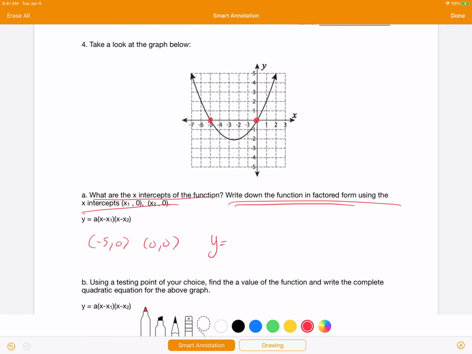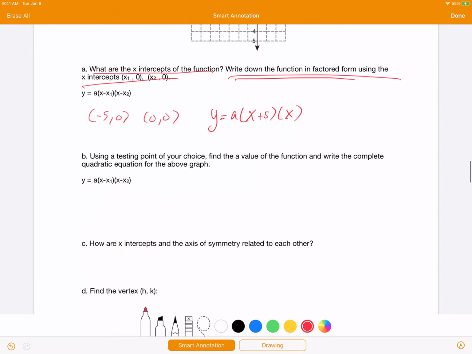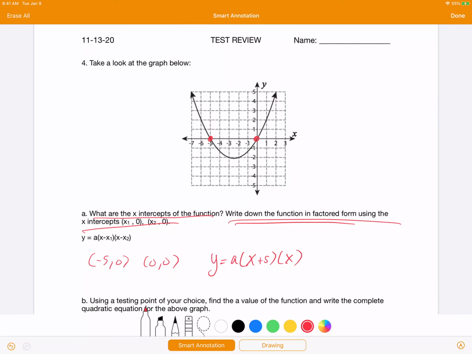So y is equal to a times x plus 5 times just x, or x minus 0 if you would prefer to use that instead. But it doesn't matter either way. And the next thing is, using a testing point of your choice, find the a value. Well, you could utilize pretty much anything here, but I believe the 1, 2 seems to be the one that's really obvious, and it gives you the smaller numbers. The smaller number is easier math to deal with, right?